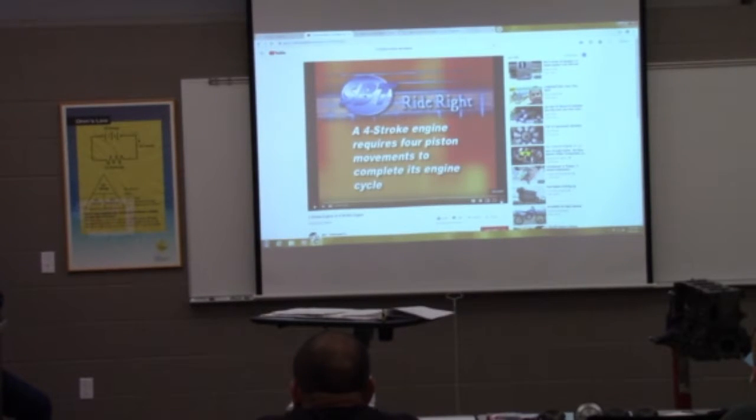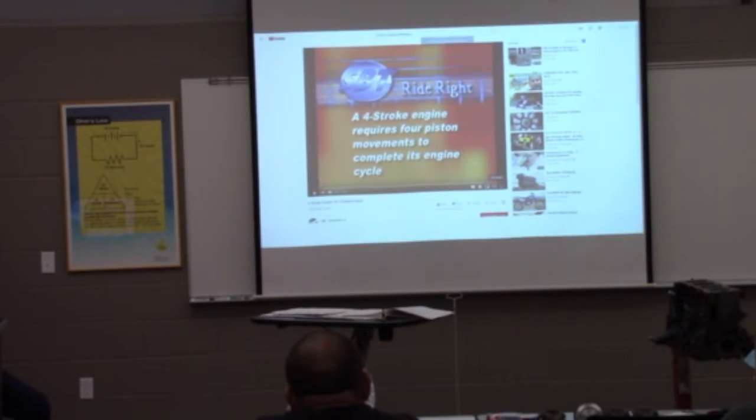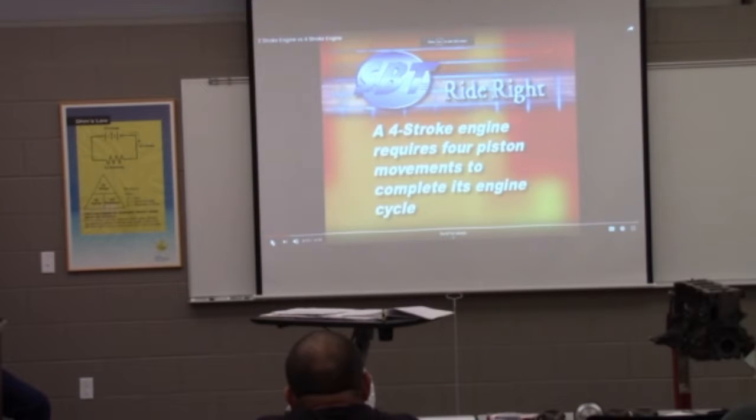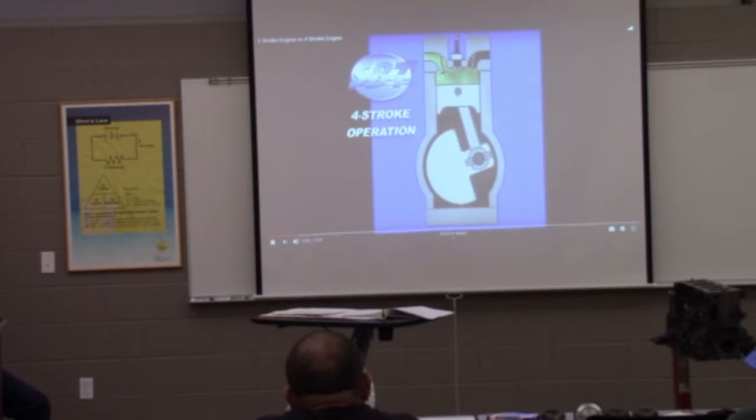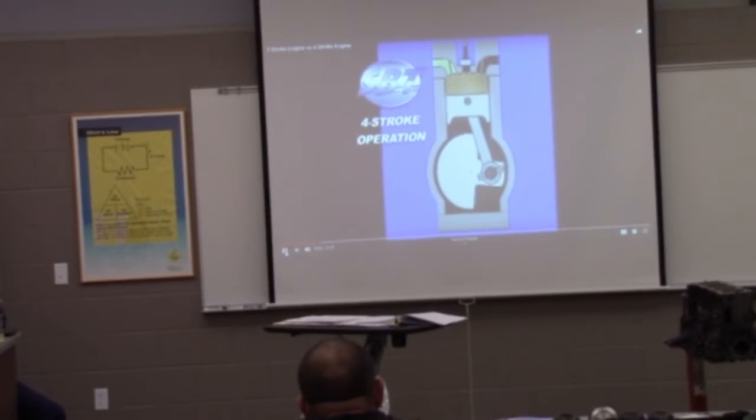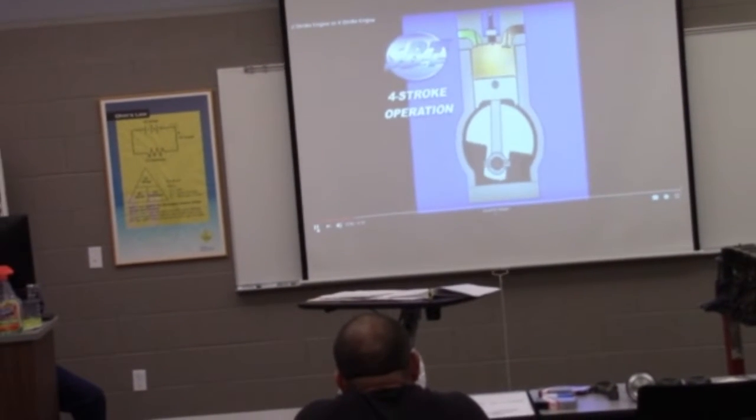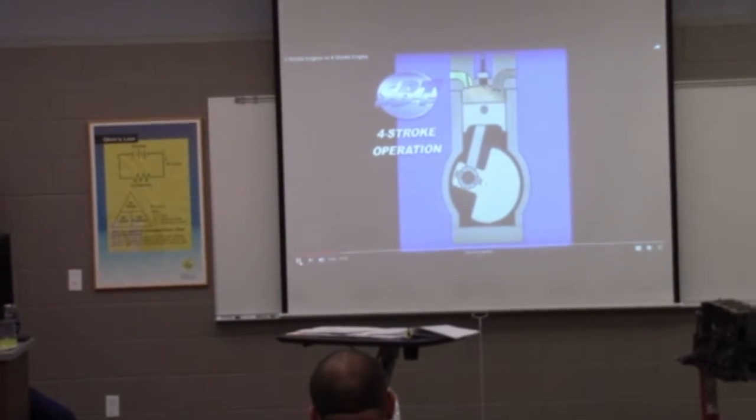A 4-stroke engine takes 4 piston movements to complete its engine cycle. The piston lowers for the intake stroke, drawing in the air and fuel mixture, raises for the compression stroke. The air-fuel mixture is ignited for the power stroke, forcing the piston down. And finally, raised for the exhaust stroke, forcing the exhaust out of the engine.